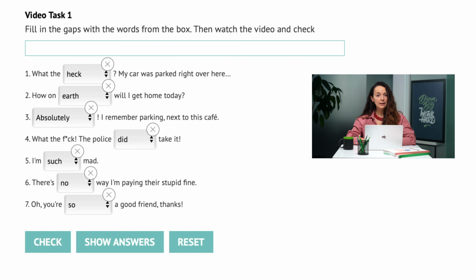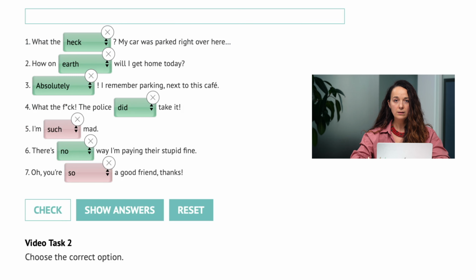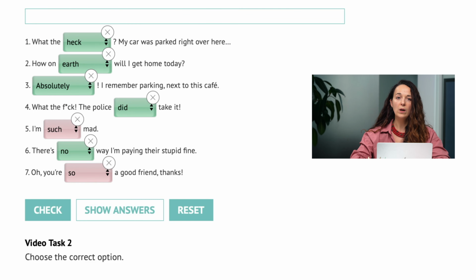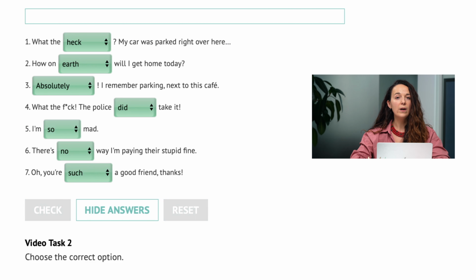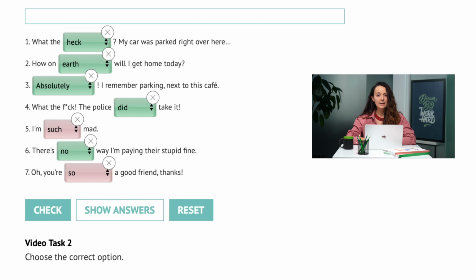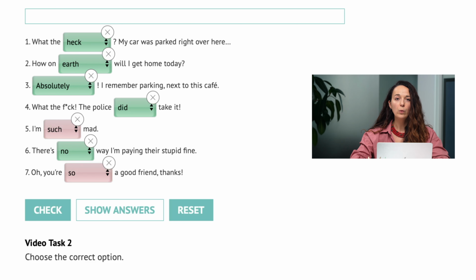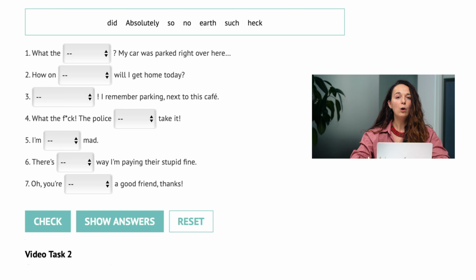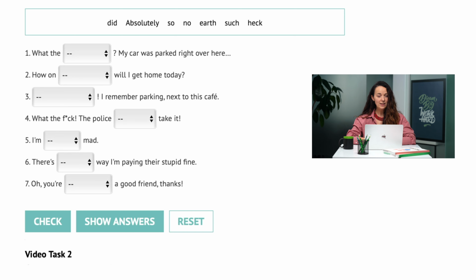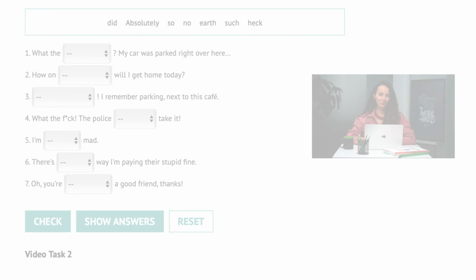Each task we will complete during this class has 3 buttons at the end: check, show answers, reset. When you press the check button, you will see if your answers are right or wrong. When you press the show answers button, you will see the correct answers. Press it again and go back to your answers. When you press the reset button, all your answers will disappear and you will be able to do the task once again. Now, ready, set, go.